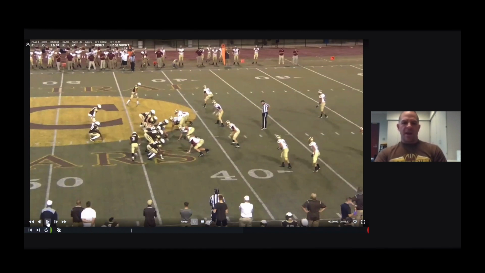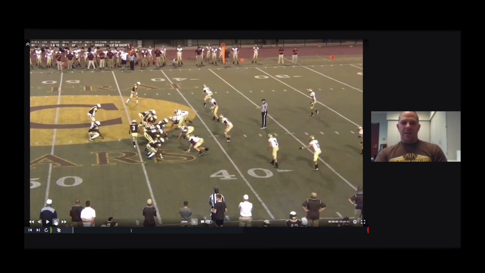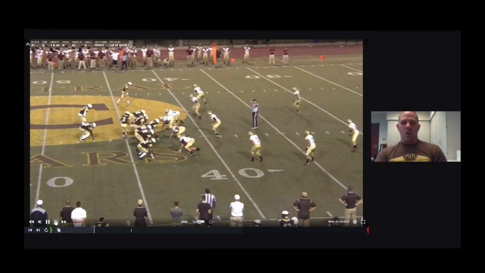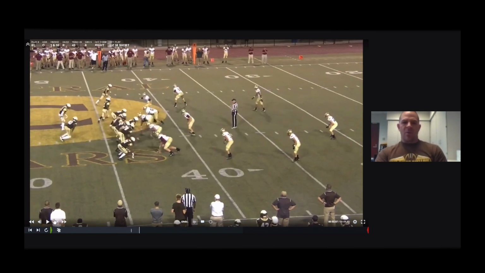We motion this guy across, and look at them. They're sliding. The defense is sliding and reacting to that motion. I mean, they're bumping linebackers. The safety is coming down. He's rolling back. Okay, well, for whatever reason, they want to take away that quick pitch.